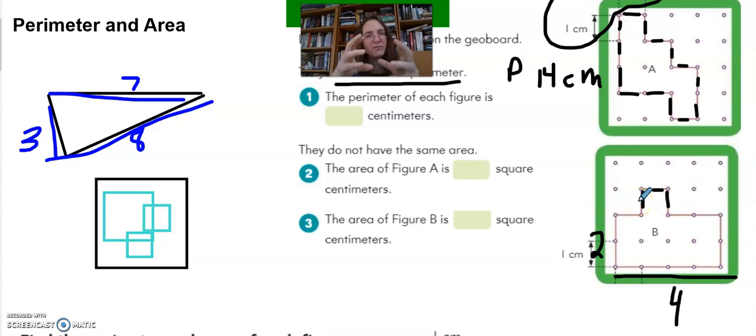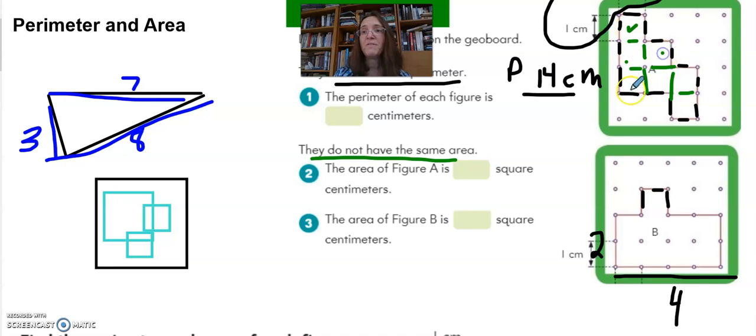So on some of these figures, you can kind of batch numbers together. But we find that 4 plus 8 is 12. 9, 10 is 14. So they are both 14 centimeters. However, then the book tells us that they do not have the same area. Now, if I were to sort of extend the lines between all of these squares, I could count the area by counting the square units. 1, 2, 3, 4, 5, 6, 7. So the area of figure A is 7 square centimeters.